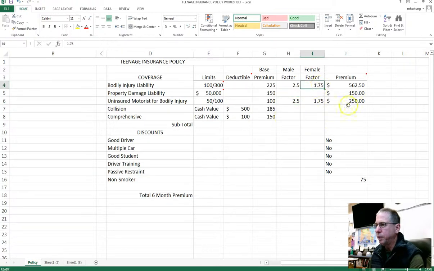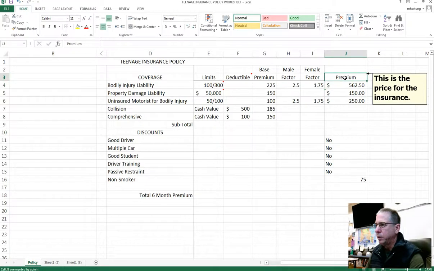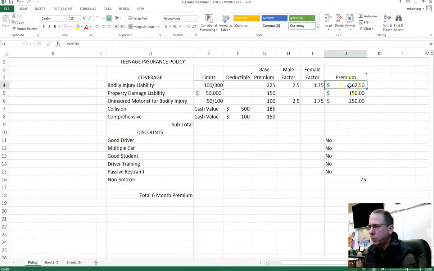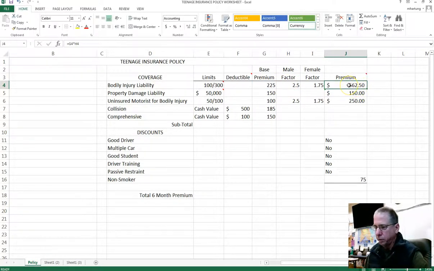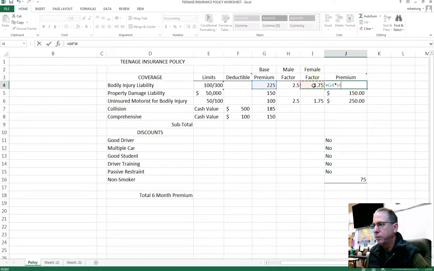All right, let's do some calculations here. Let's talk about the premium. So the premium is the price that you must pay for insurance. It's a fancy word for price. This formula that I put in right here is simply taking the base premium and multiplying it times the male factor. Now, if you're female, then you're going to use the female factor. So click on the base premium, multiplied times the factor.